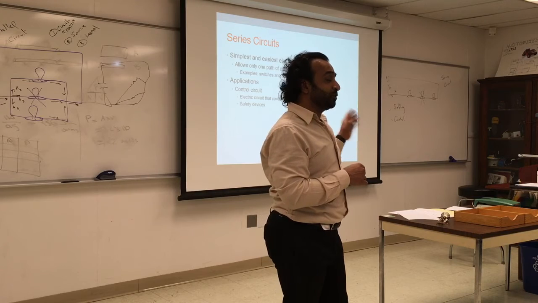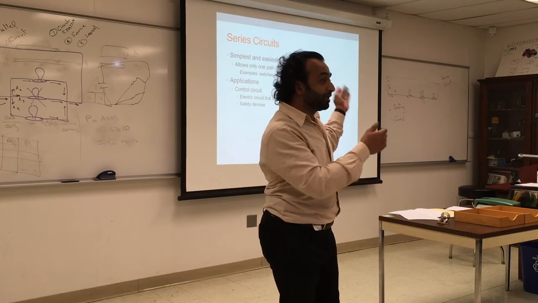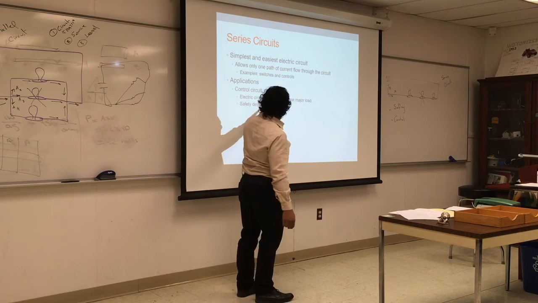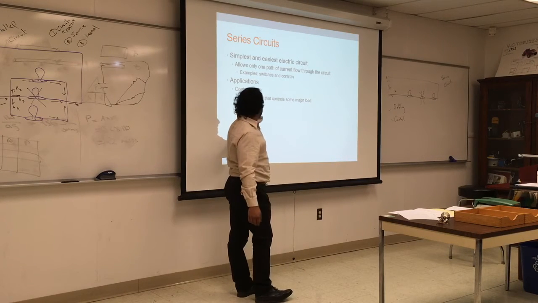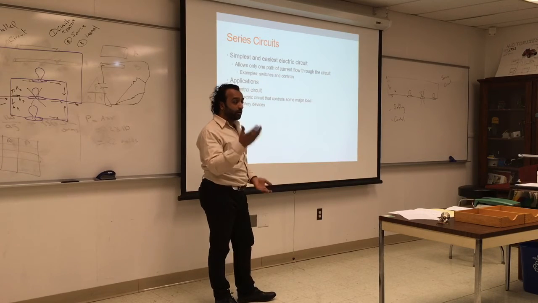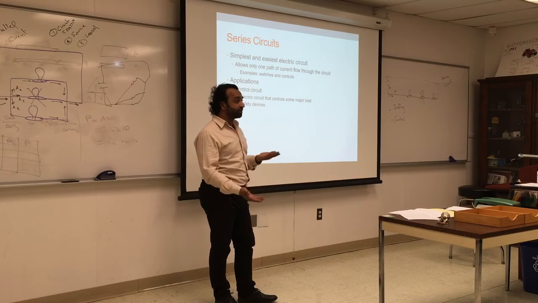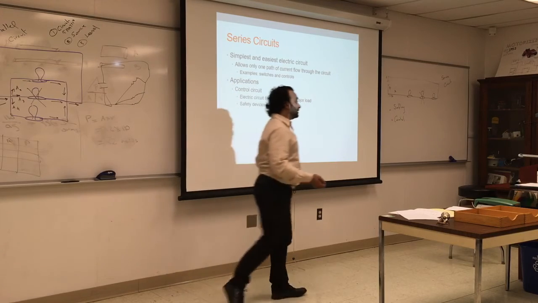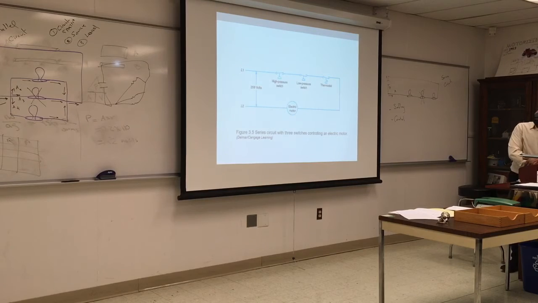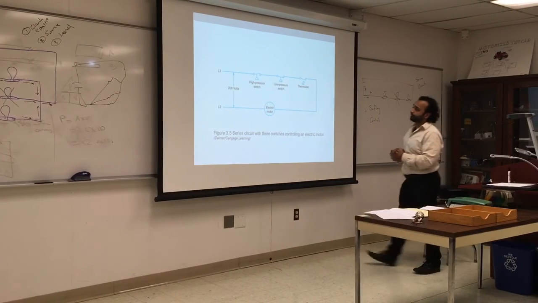There's no point in putting a switch in the neutral because you want to cut the power coming into the equipment. So it's done for safety and also for control, whether you want it on or off, by cutting off the circuit, cutting power from that component. That's an example of a control circuit.